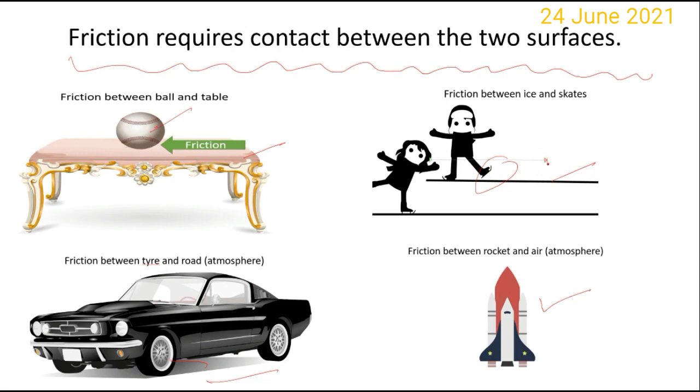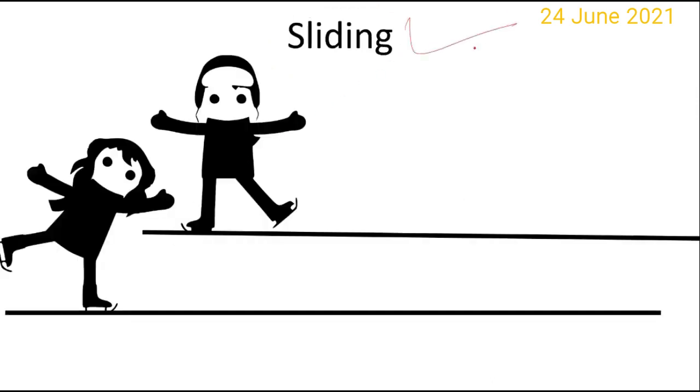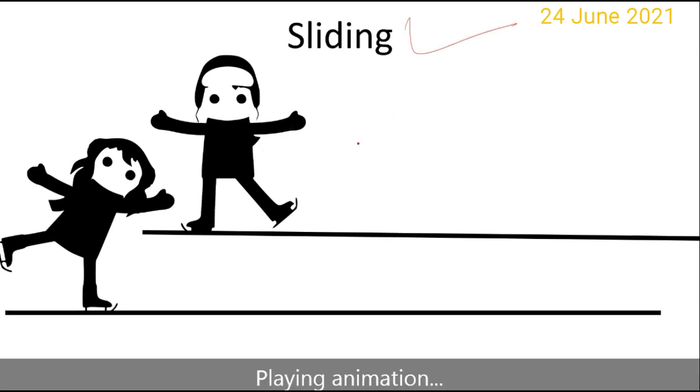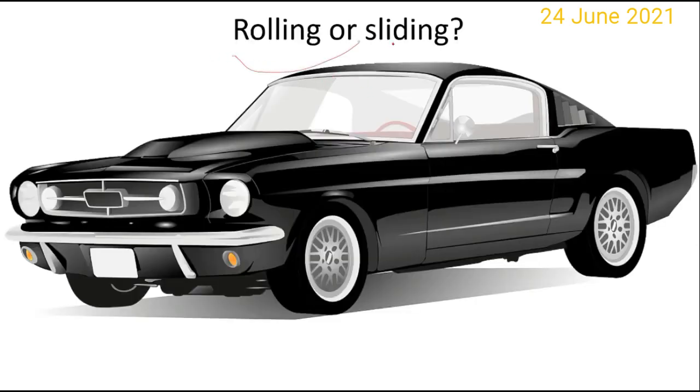But when you roll a ball on the surface, we call it rolling, isn't it? Ball is rolling on the surface, right? Now when children skate on the ice, we call it sliding. Okay. What about when the vehicle run on the road? Is it rolling or sliding? It's rolling. Okay? It's rolling. Why it's rolling? Because tires are rolling around. It rolls on the road.